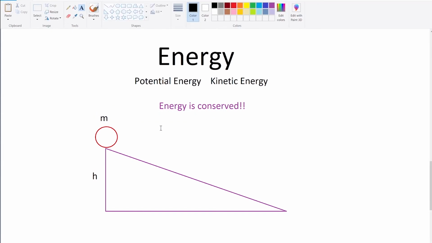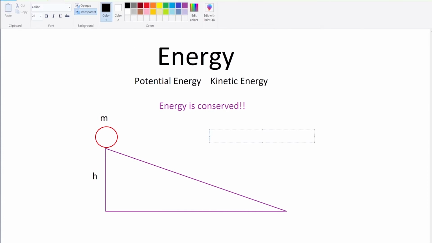So if we want to put an equation to it, potential energy, or in this case gravitational potential energy, is represented by mass times g, or the acceleration due to gravity, times height.